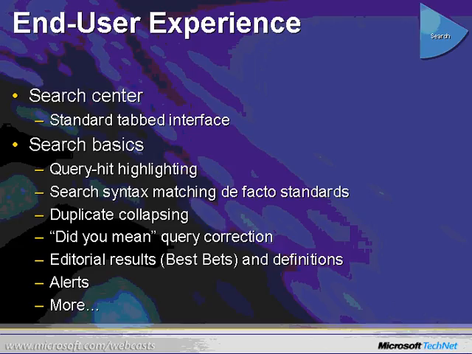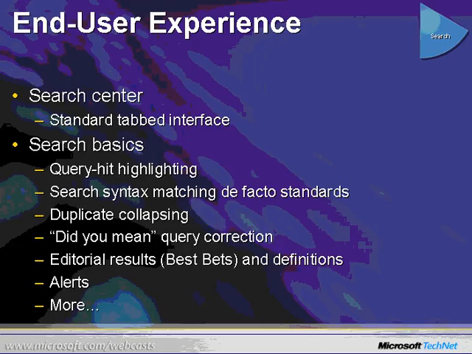We've also done a lot of things on the search basics. So we have things out of the box: query hit highlighting, duplicate collapsing. So if you have the same document spread across the organization four or five times, we only show one version, and you can actually span if you want. We have query correction, the typical "did you mean" that you see on Live or Google. We have alerts, and we have much more.